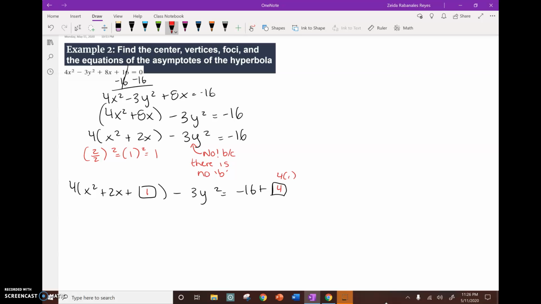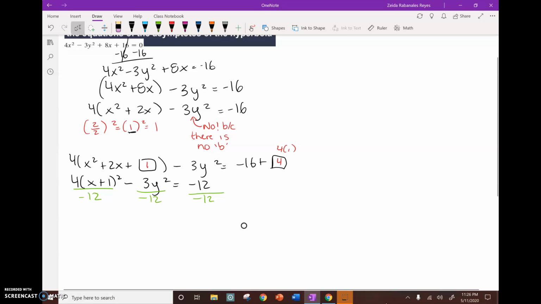Alright, so we're going to continue factoring. If you haven't figured out the shortcut to factor without using the box, you just do x plus whatever value is there, plus 1 to the power of 2 minus 3y squared is equal to negative 12. And now I need to divide by negative 12 to both sides, because remember that I need a positive 1 on the right hand side.